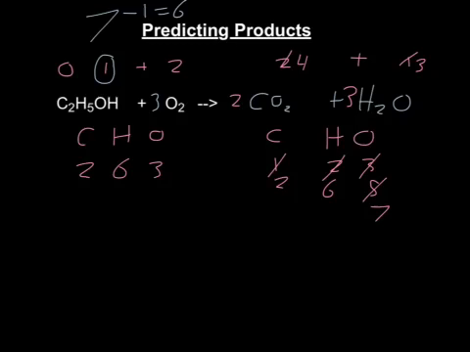3. If I put a 3 there, 3 times 2, 6 oxygens, plus 1 over here gives me 7. So now I have 2 carbons, 6 hydrogens, 7 oxygens on both sides, and overall it's balanced. What we end up with is, for every 1 of C2H5OH, you would need 3 molecules of O2, and it would be producing 2 molecules of CO2 and 3 molecules of water.